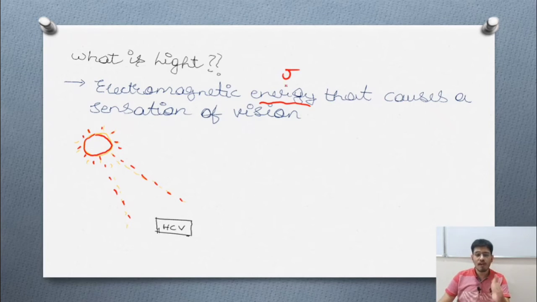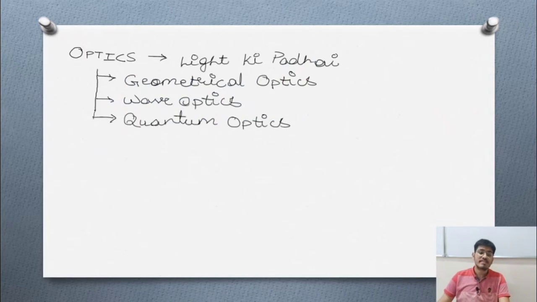Now let us move further on this particular topic. The second thing that we have to understand is what is optics. Whatever you are studying about light comes under the topic named optics. What I have written over here, light ki padhai, this is known as optics. Optics is the science in which we deal with the behavior of light.